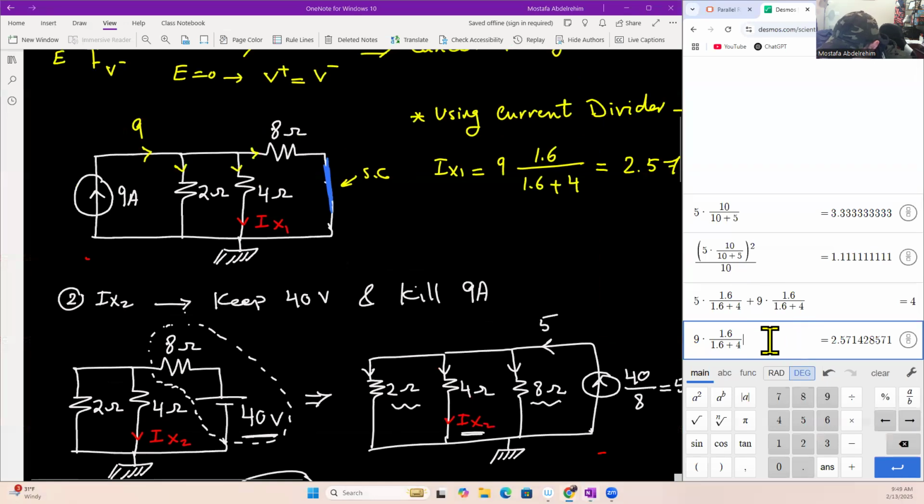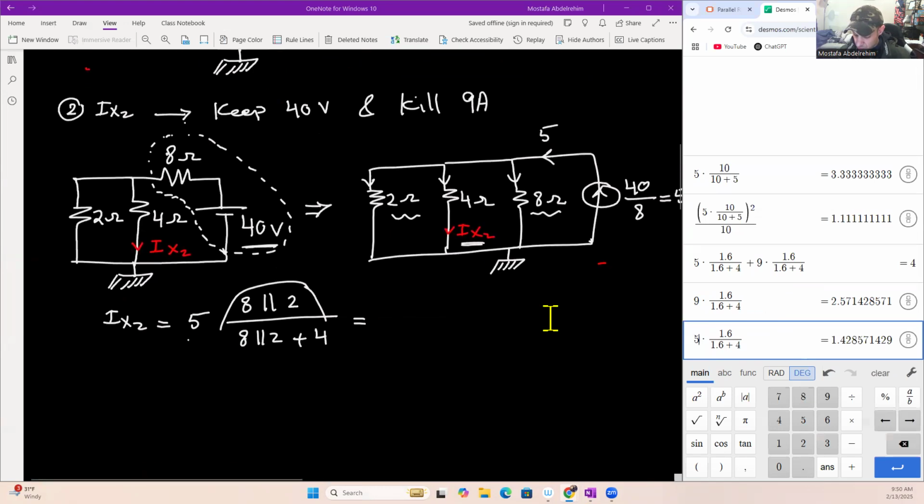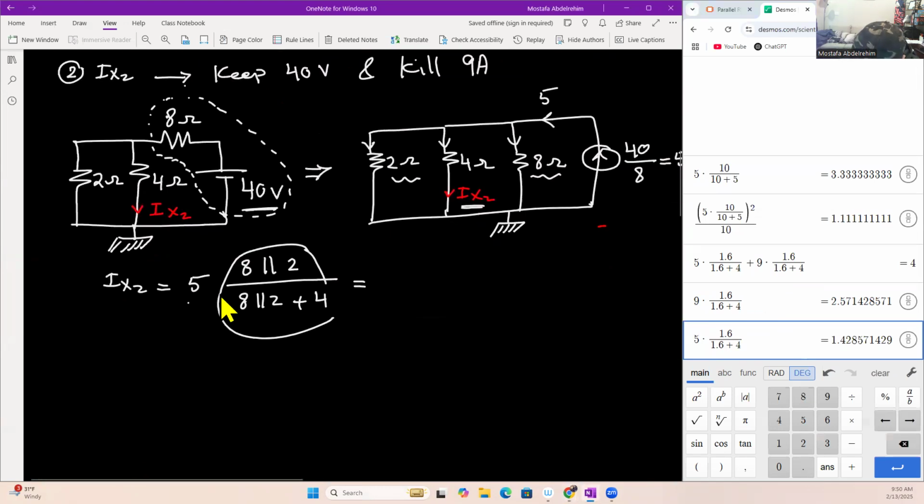Here is the calculator, so I'm going to take this one here, copy, and just change the 9 into 5. So that will give us 1.42 amperes. Okay, so now you can add IX1 and IX2. I'm going to do another trick here to get exactly the same as the right answer. We have already the calculator.